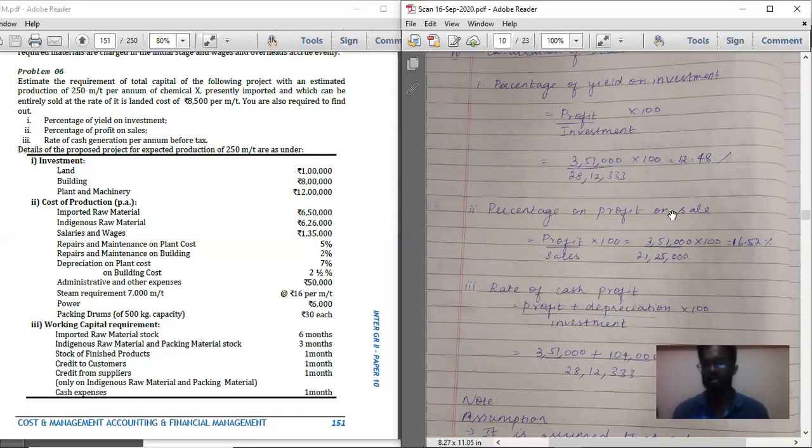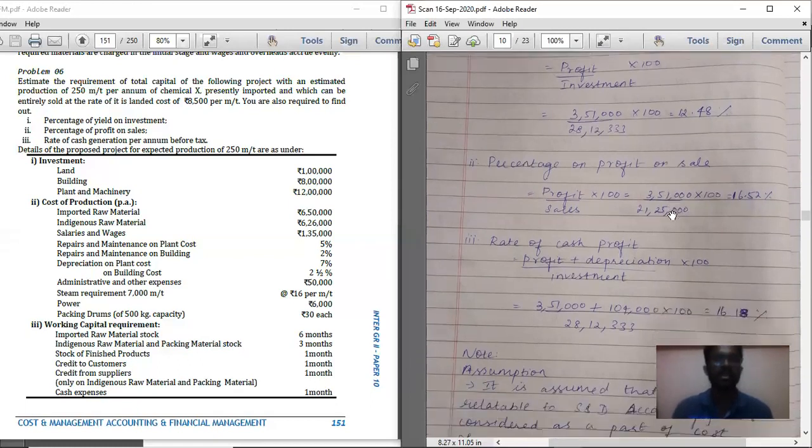Calculate it. Don't just note it down. You just calculate it using the calculator. 3,51,000 divided by 21,25,000 into 100 is equal to 16.52%. And what is the last formula which they ask? Rate of cash generation per annum before tax.